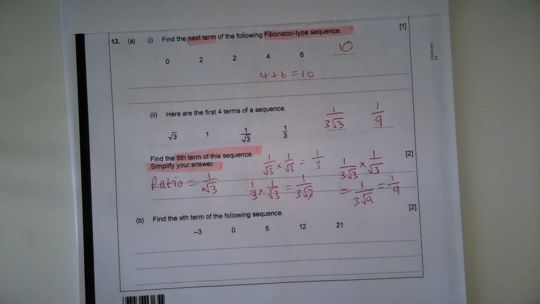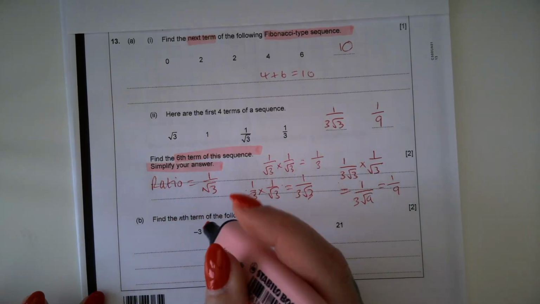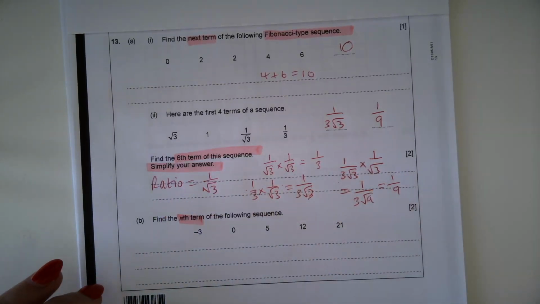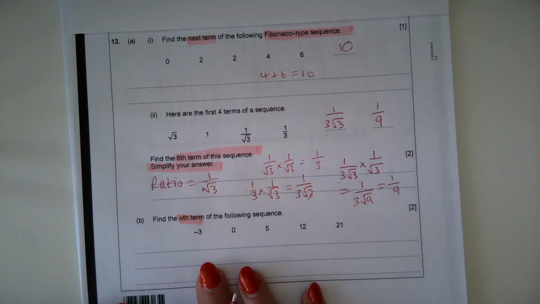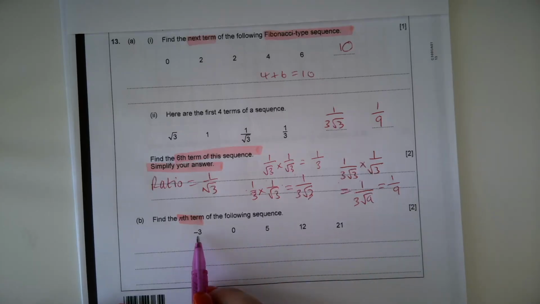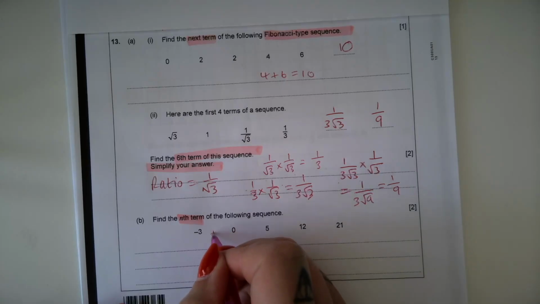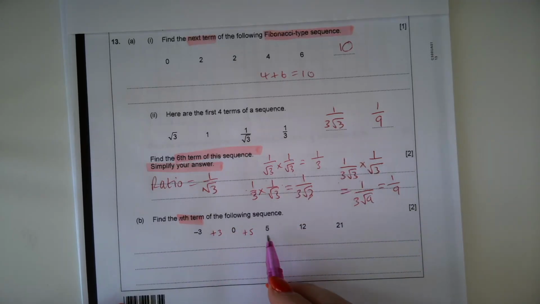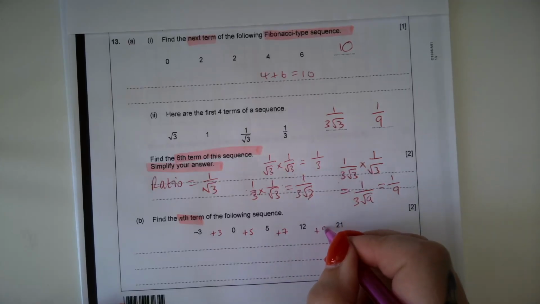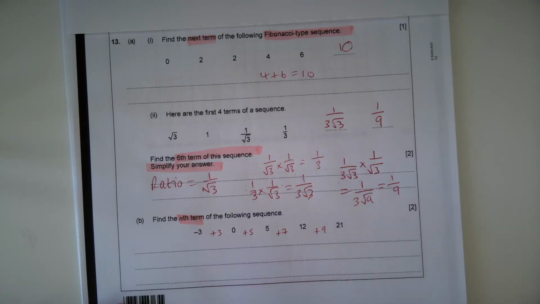Okay, part B, find the nth term of the following sequence. So when we're finding the nth term of a sequence, the first thing we need to do is find the difference between the terms. We want that common difference to get from one term to the next. So from -3 to 0, we add 3. 0 to 5, we add 5. 5 to 12, we add 7. 12 to 21, we add 9. So that first difference isn't the same.